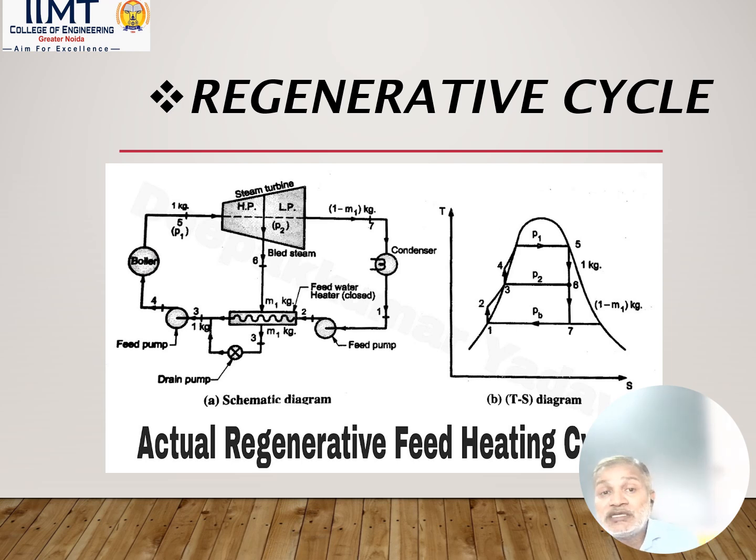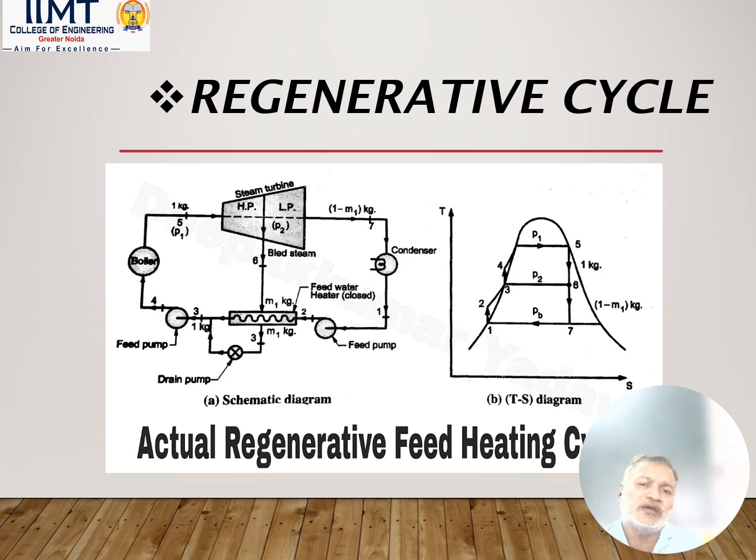And now, by simply regenerating, using just one heater, the heat addition in the boiler starts from state 4. So instead of state 2, we are heating from state 4. So the mean temperature, or the average temperature of heat addition, will increase, therefore the efficiency of the cycle will definitely increase. So in this regenerative cycle, the mean temperature of heat addition increases, therefore the efficiency of the cycle further increases.